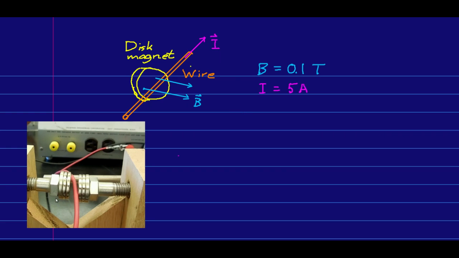And note that the distance here, where the wire is passing by the face of the magnet, is perhaps about 2 centimeters.